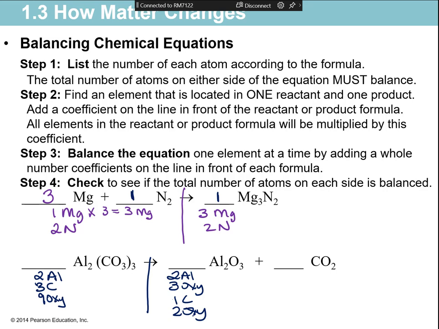So even though there's oxygen in 2 places on this side, don't list them together because they're in separate molecules. Okay, so I have oxygen in the aluminum molecule and oxygen in the carbon dioxide molecule. So you got to list them separate. But what I would do is put a little bracket so that you remember the total number of oxygen at the end have to be equal.